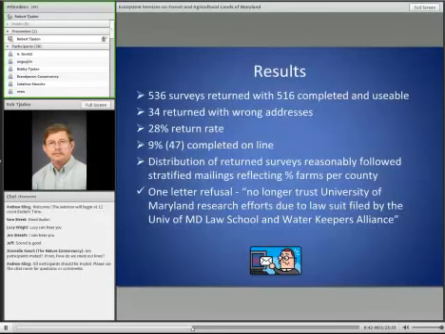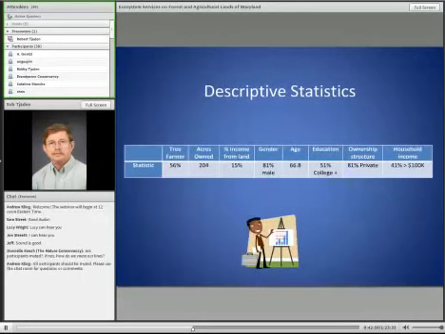56% of our respondents were tree farmers. The average acres owned of both farmers and tree farmers was about 204 acres. We asked them, what percent of your annual income comes from your land? And the overall response was about 15%. 81% of our respondents were male. The average age about 67.